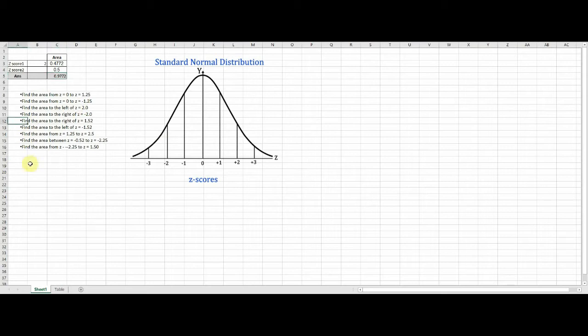Let's have example number 5. Check the statement. It is to the right of 1.52. So we will have 1.52 somewhere here, and it is on the right side. If you're going to use paper and pen, you're going to shade going to the right side. So let's write first 1.52.